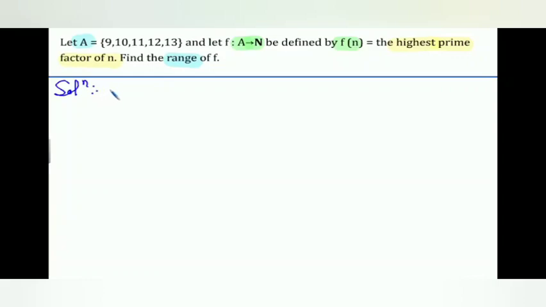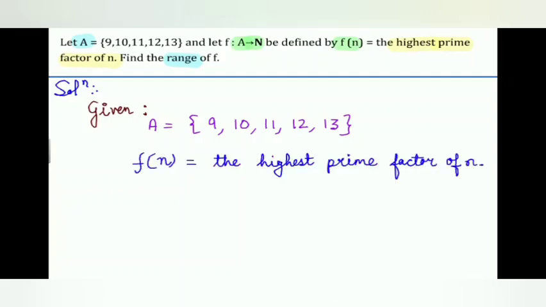सो रेंज फाइंड करने के लिए आप क्या करोगे? डोमेन की सारी वैल्यू आप 1 बाय 1 फंक्शन में पुट करोगे और आपका आंसर कहाँ से कहाँ तक आता है, that is your range. So here your function f(n) is equal to the highest prime factor of n, और n की वैल्यू आप डोमेन में से ही ले सकते हो और your domain is A and here A is equal to 9, 10, 11, 12 and 13.